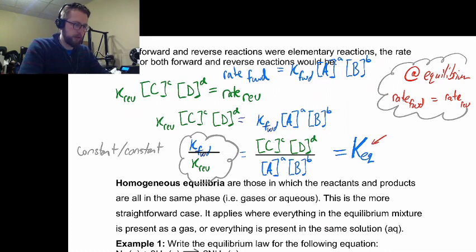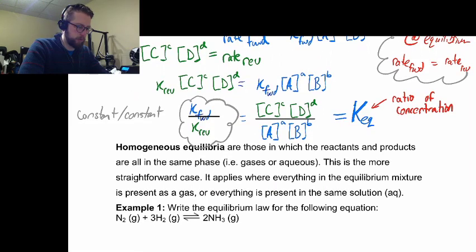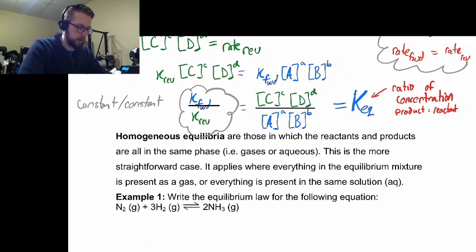So this KEQ, this is the equilibrium constant, and what it's telling us is this thing tells us the ratio of concentration, product to reactant, at equilibrium.